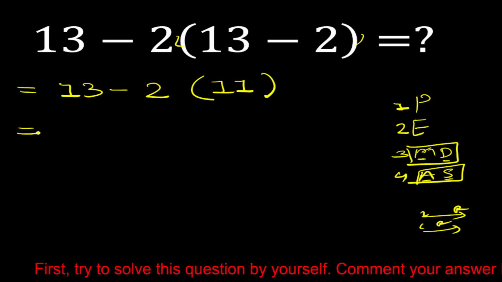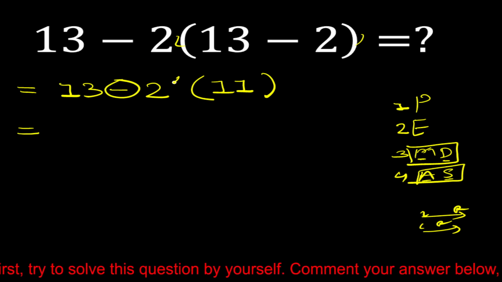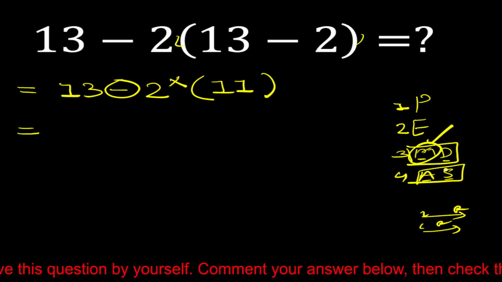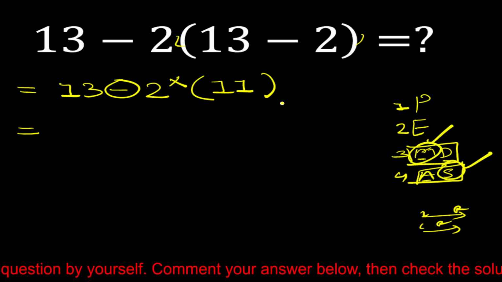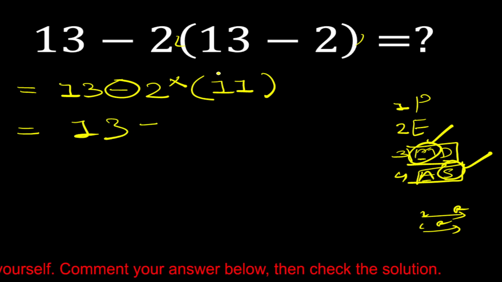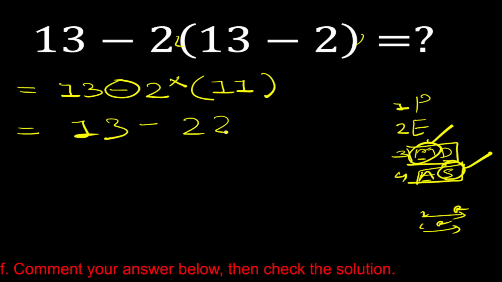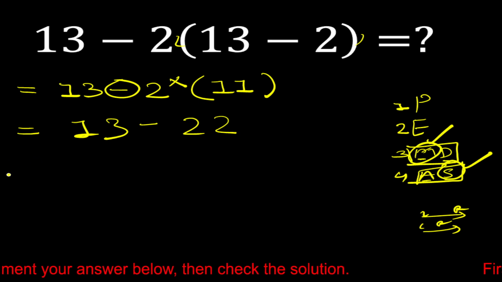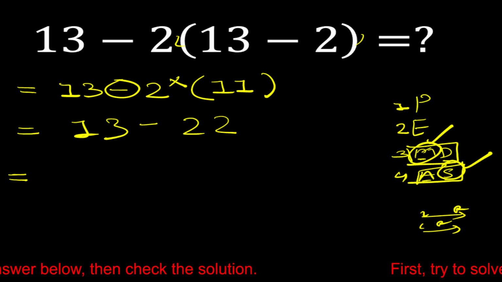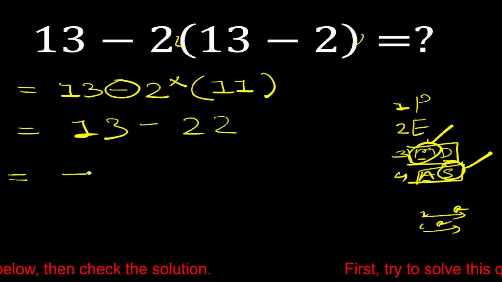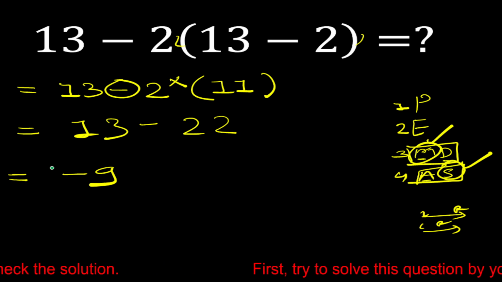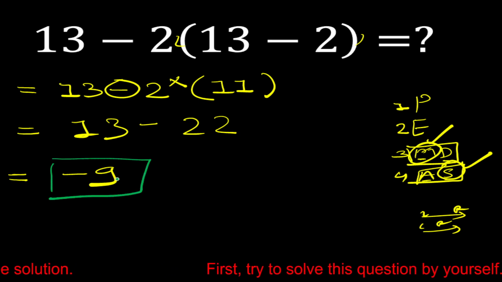Now here is subtraction and here is multiplication. According to the PEMDAS rule, the first priority is multiplication. Then we have to solve subtraction. So 13 minus, now 2 multiplied by 11 is equal to 22. So it is equal to, now 13 minus 22 is equal to minus 9. So the correct answer is minus 9.